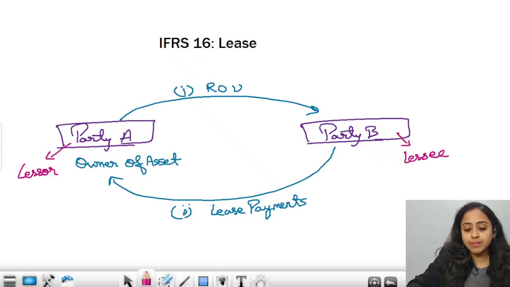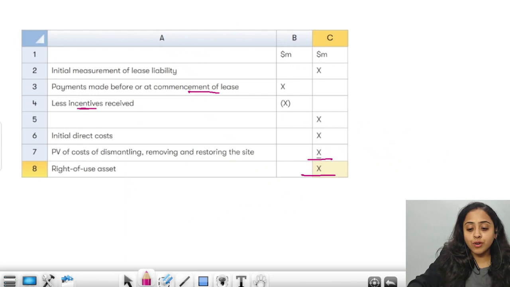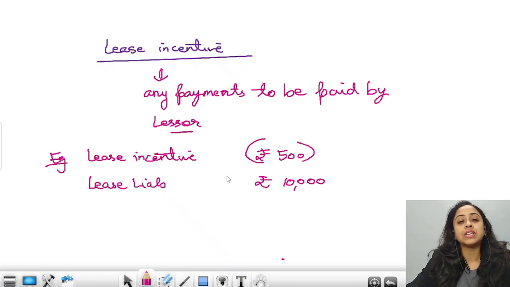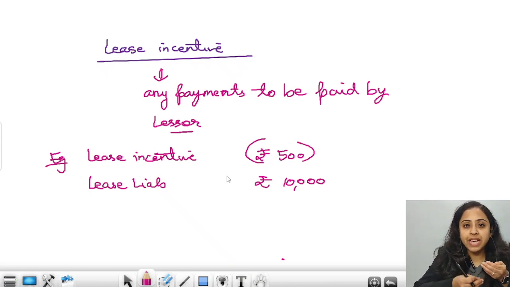Now simply, let's take an example. For example, we have a lease incentive, any payments made by the lessor, that is party A. Now, for example, the lease incentive is 500 rupees, and the lessor has provided it, and the lease liability that party B will be paying is, for example, 10,000. So you have to receive 500 and you have to pay 10,000.